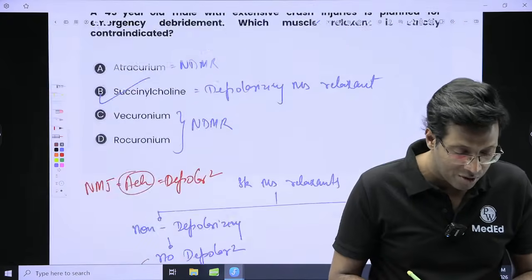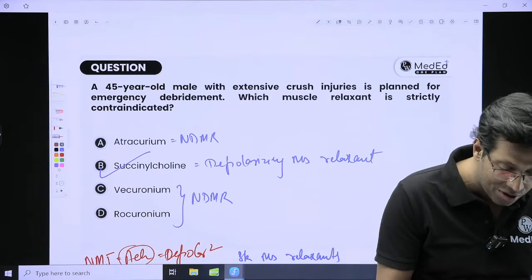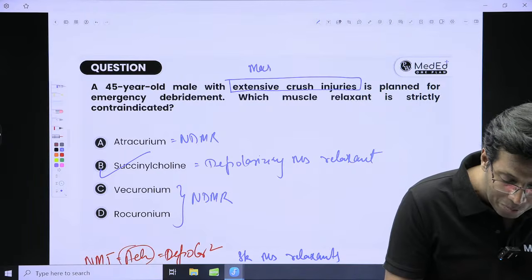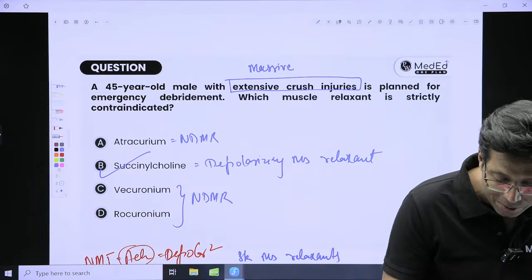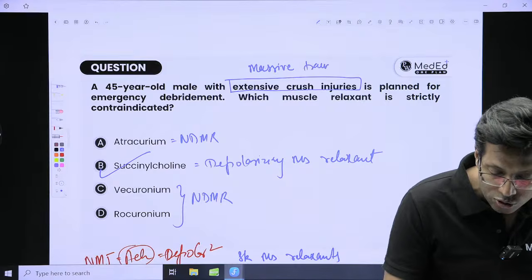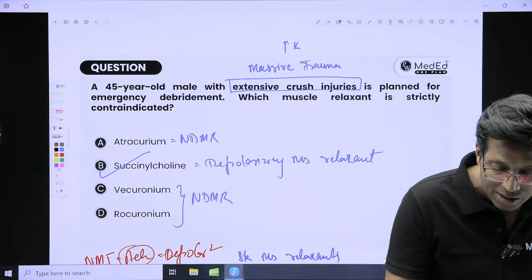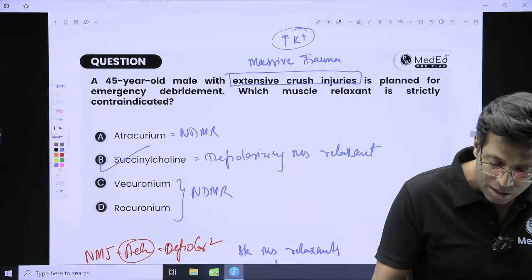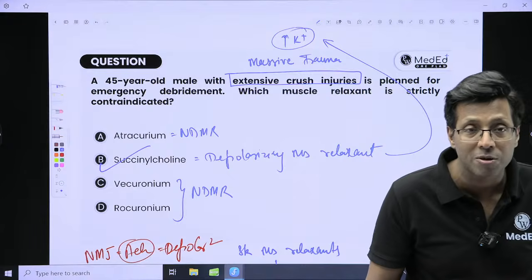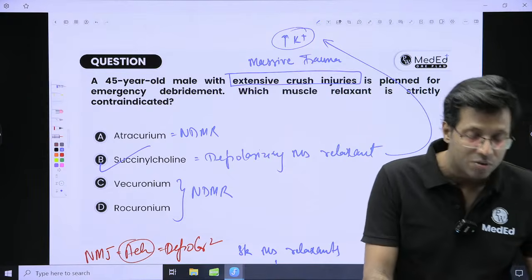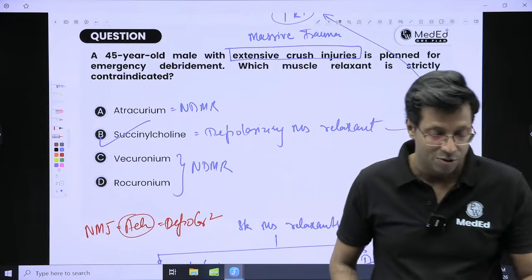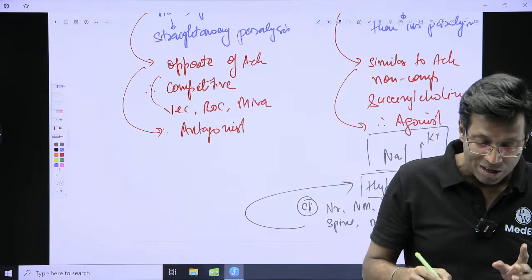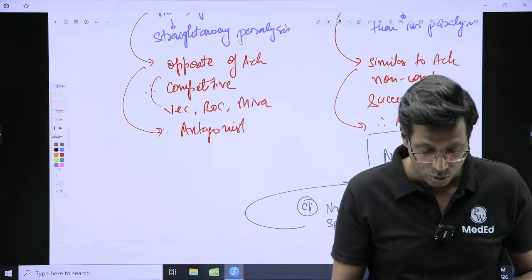Now, what has been given over here? Extensive crush injury. Extensive crush injury means massive trauma, huge extrajunctional receptors, lots of potassium can come out, it can cause hyperkalemia, and because succinylcholine can cause hyperkalemia, it can cause arrhythmias and death of the patient, and that is why succinylcholine is contraindicated in this patient. Is it clear, everyone? So we've discussed the mechanism of action and the contraindications of succinylcholine also. Okay.